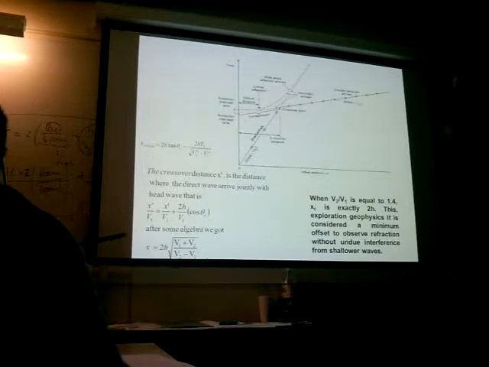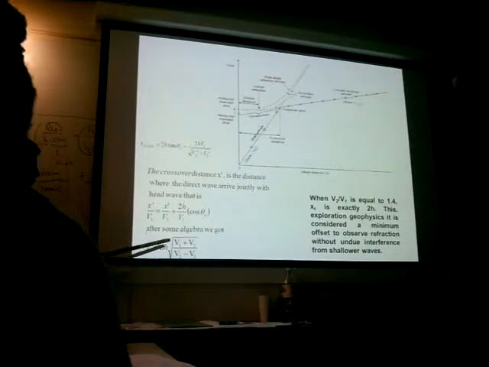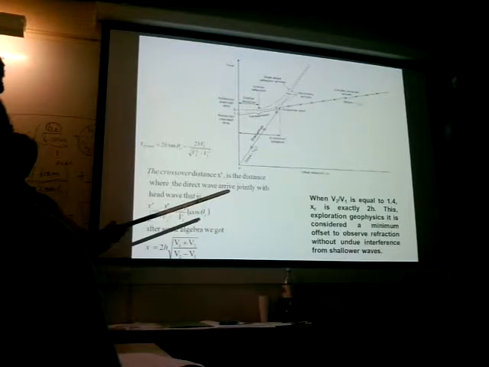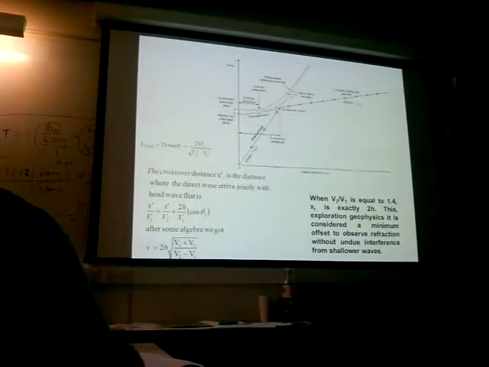So, the bigger the difference between the lower layer, the high velocity layer, and the first layer, defining the discontinuity, the farther the refracted wave needs to travel in order to arrive at the same time as the direct wave, or even before.